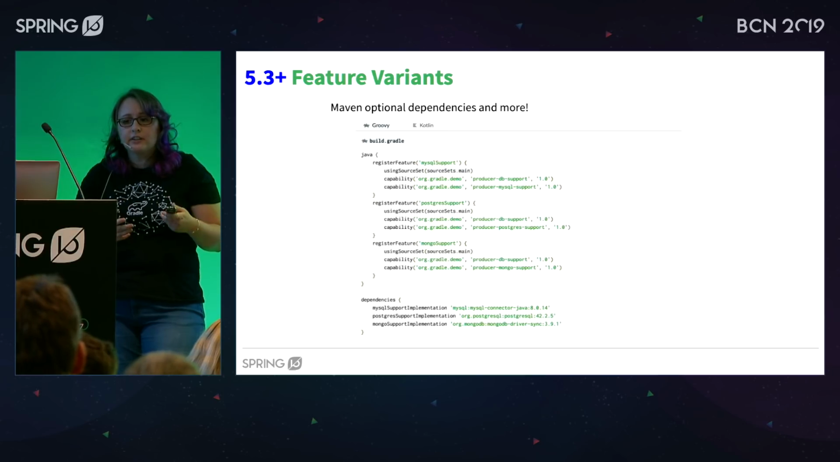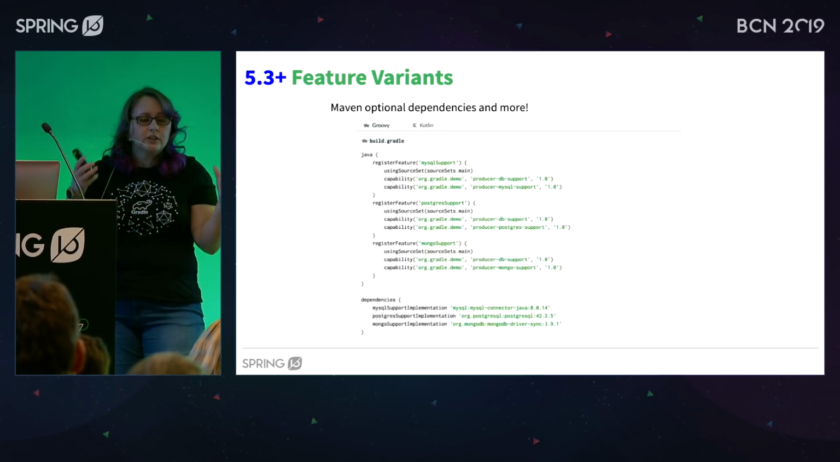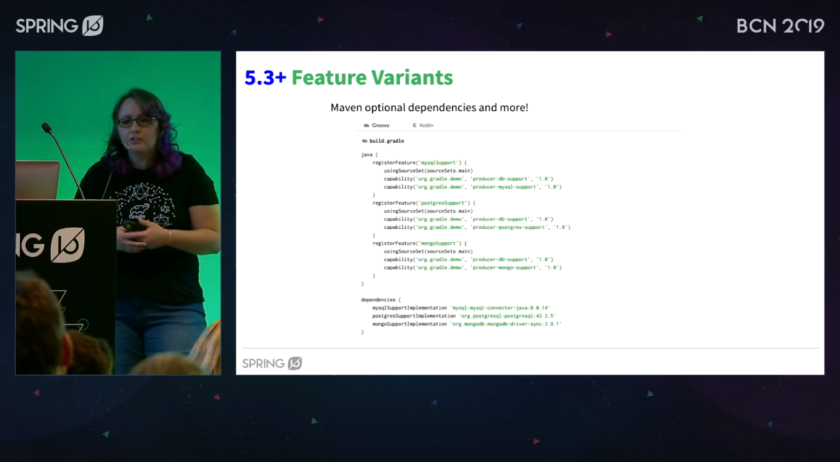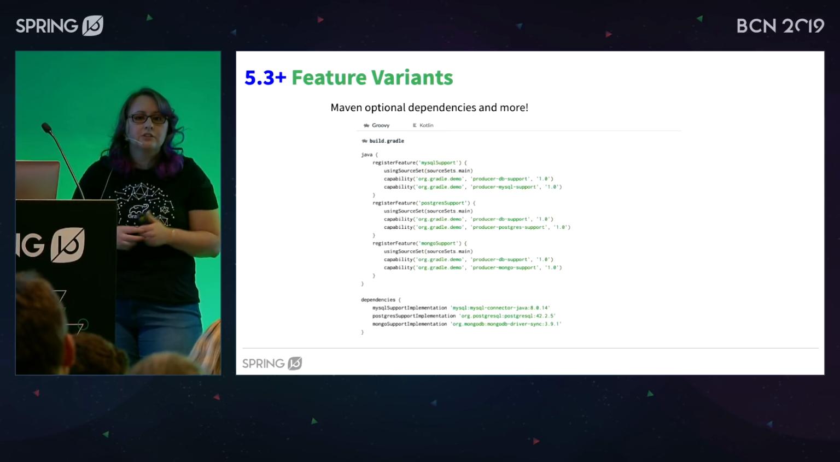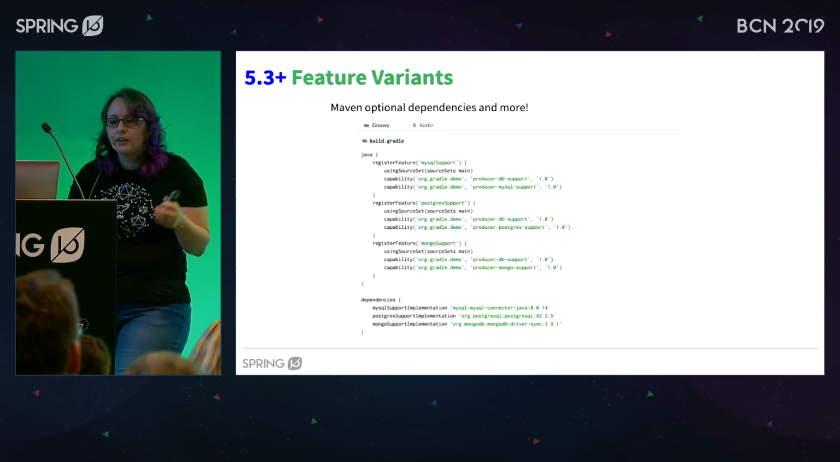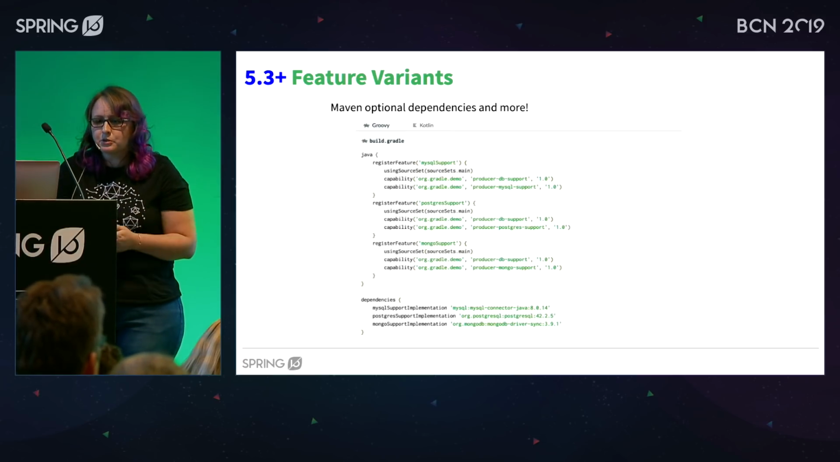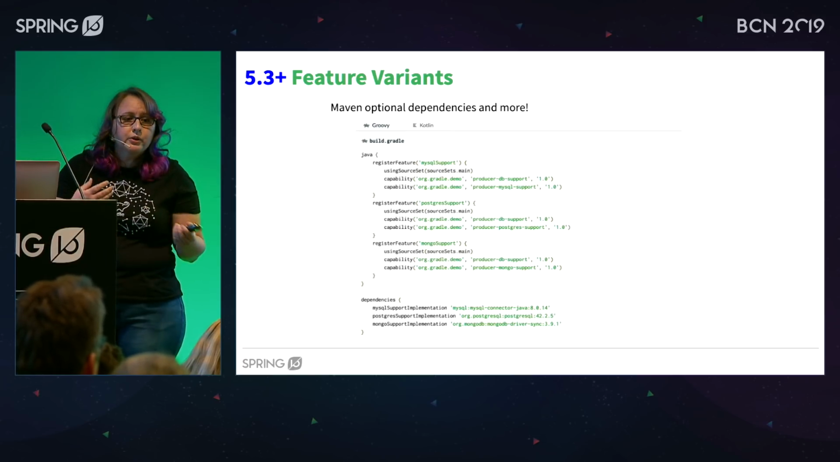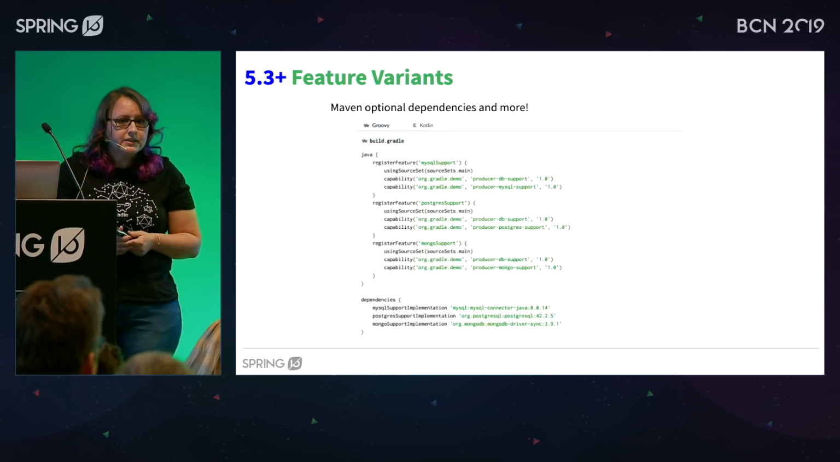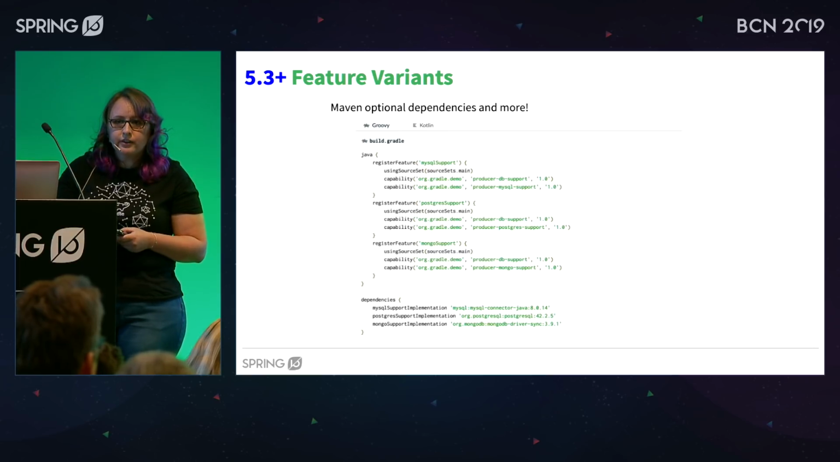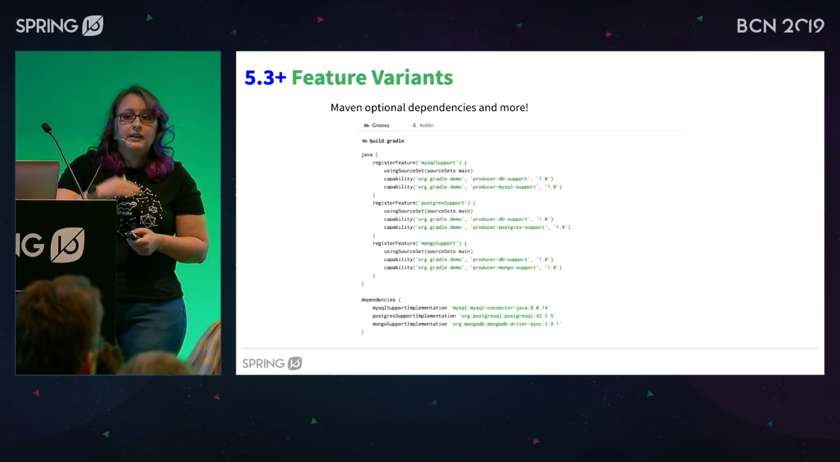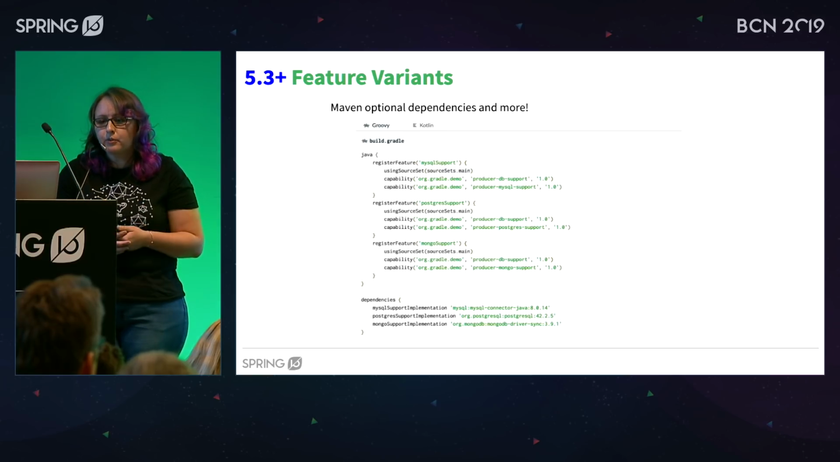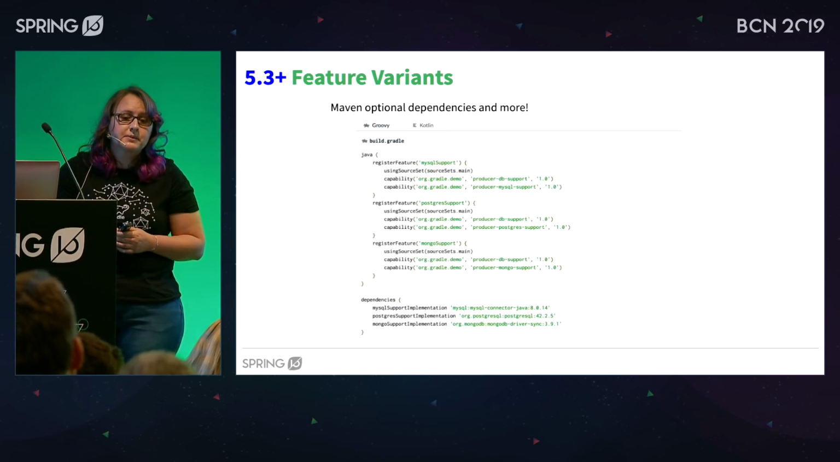Feature variants is, again, a very generic term to describe something that Maven is doing, but that we also want to apply to other build systems as well. So if you're familiar with the concept of Maven's optional dependencies, feature variants does that and more. The example that I want to use here is for databases.